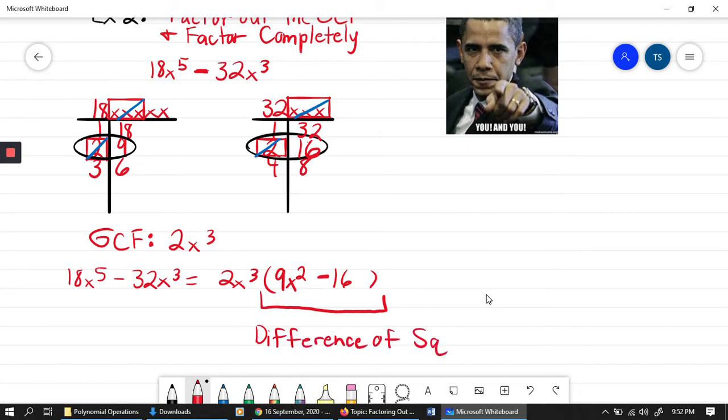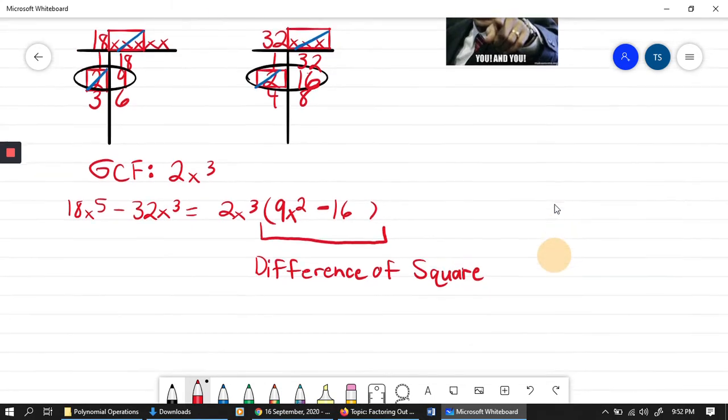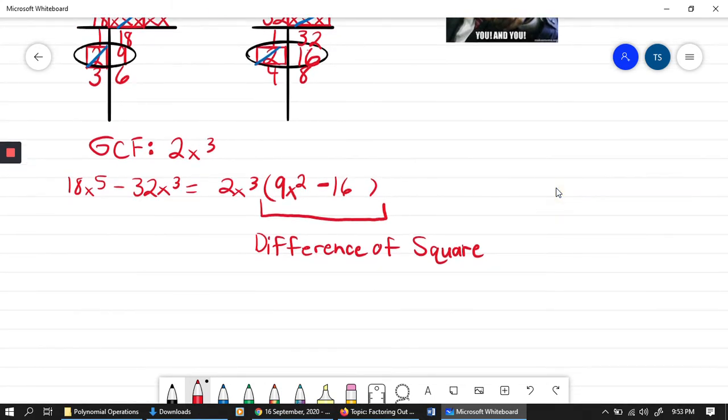So when they say factor completely, and like I said, they may not always explicitly say to factor completely, but guys, if you can factor some more, then please do that. Remember that since this is a difference of squares, what we do is we write it out in this particular form, where we identify what A is and what B is.